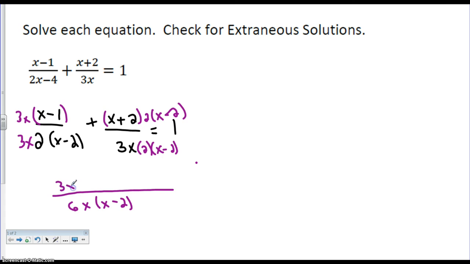I have 3x times (x minus 1), and then plus (x plus 2). I'm going to put a 2 in front of that, times (x minus 2). Now this is going to equal 1. But I want to get a common denominator all the way across. So I'm going to take this 1, because it's 1 over 1, and multiply it by 6x times (x minus 2).